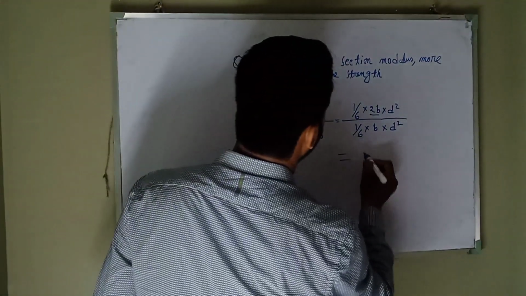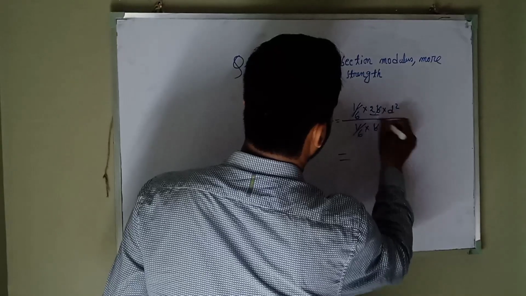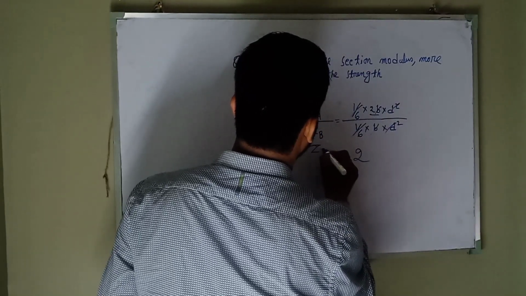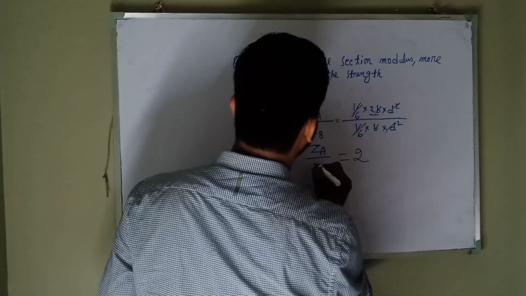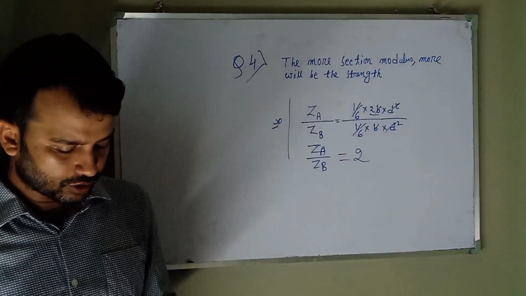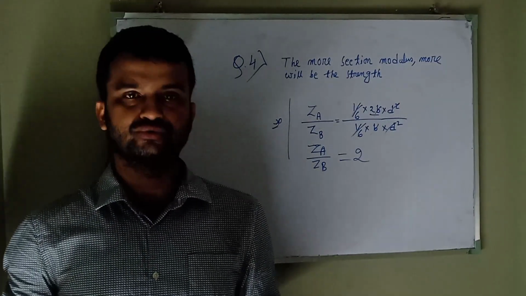So if we divide this, the answer will be 2. So the ratio of the strength of the two beams is 2. So the correct answer is option D, 2.